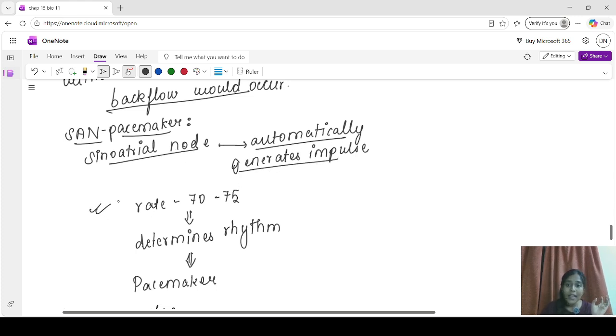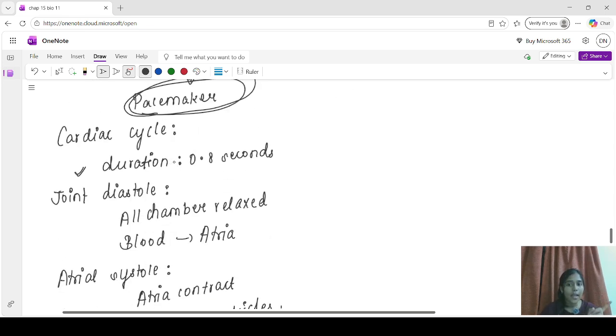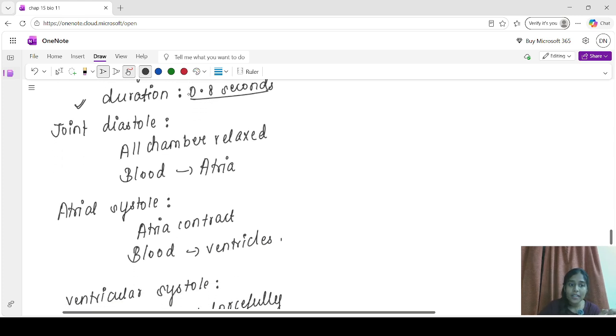What is the heart rate per minute? It is 70 to 75 per minute. This determines the rhythm, and hence it is called the pacemaker. The duration of one complete cardiac cycle is 0.8 seconds. Now, what are joint diastole, atrial systole, ventricular systole, and ventricular diastole?